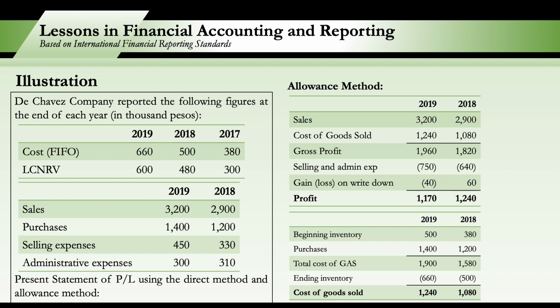Basta ang importante dyan, our profit or loss for the year, whether using the allowance method and direct method will be equal, no? Regardless of the method, the profit or loss must be equal. Okay? So that is the discussion for the subsequent measurement of inventory.